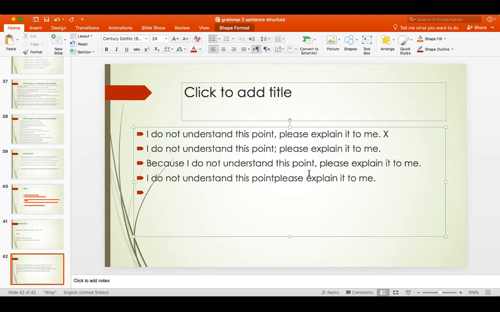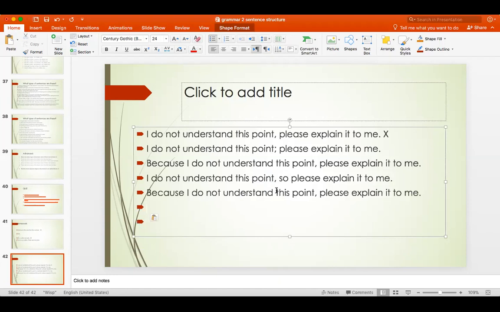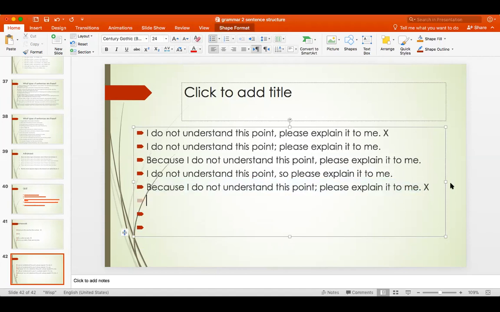connected. Okay, wait a minute. I don't understand this sentence, so please explain it to me. This is compound, but this is wrong. Look at this. This is wrong because you shouldn't use a semicolon. This is important: you shouldn't use a semicolon in a complex sentence. Only compound sentences. There should be a main clause to the right and a main clause to the left, and this is also wrong.